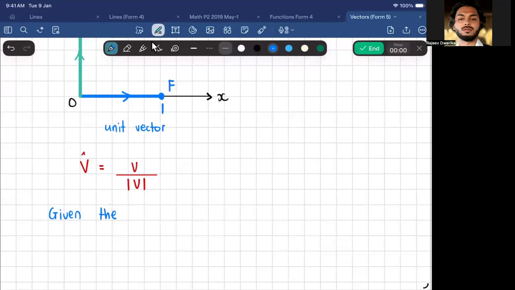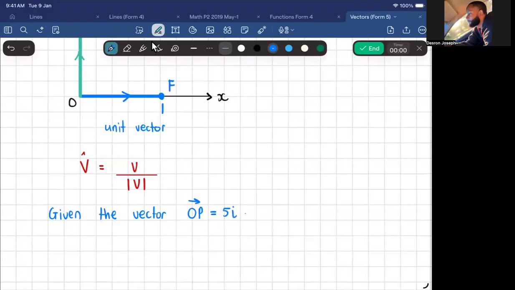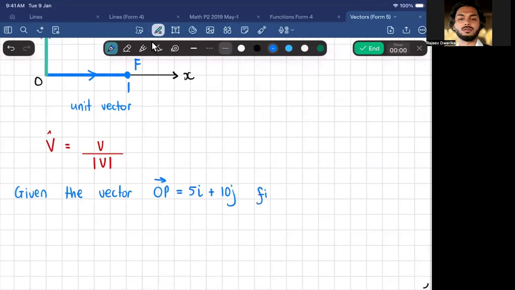All right. Given the vector OP, and OP is (5, 10), how would I write that in unit vector form? Remember, if you say (5, 10), that means 5 horizontal, 5i, plus 10j. So given the vector OP is 5i plus 10j, find its unit vector in the same direction.